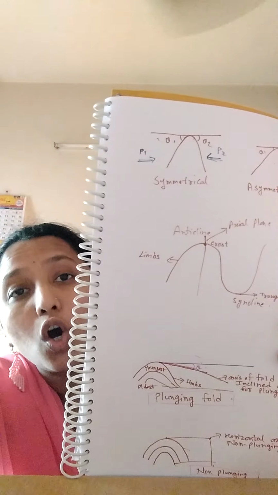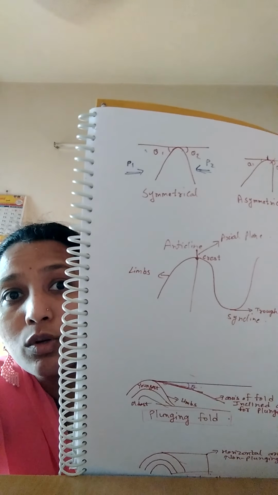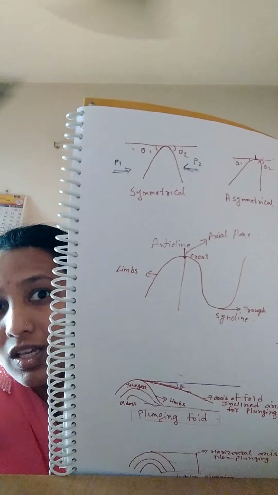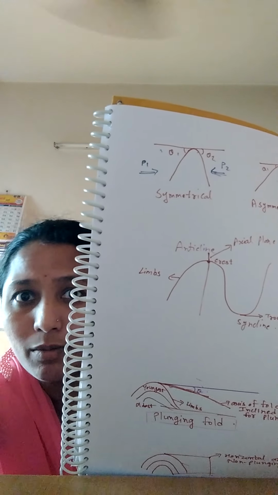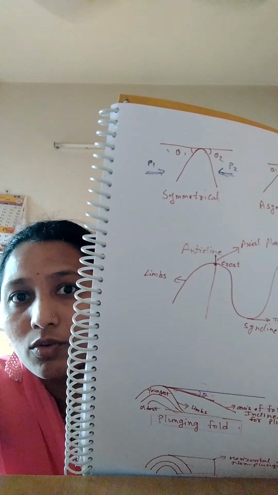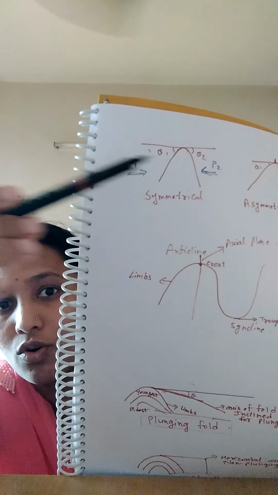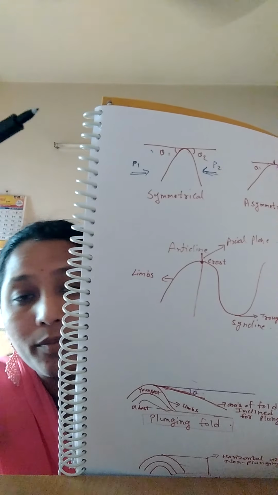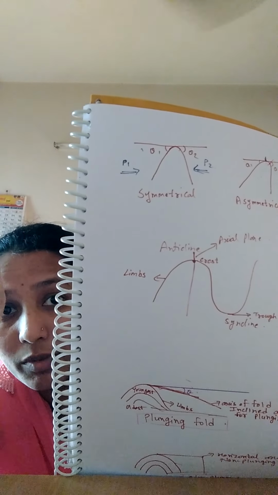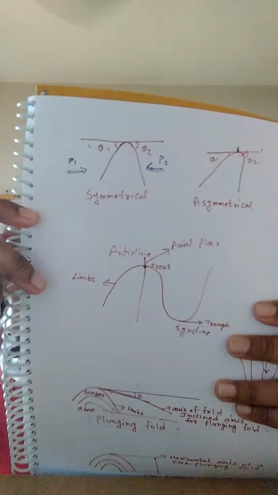They are equal on both sides. If it is 1000 psi on this side, it has to be 1000 psi on the other side. More or less, it can be plus or minus here and there, but what I am trying to tell you is that it just signifies that the pressure on both sides is equal. That is a symmetrical fold. Whereas in an asymmetrical fold, the pressure on either side of the limbs is not equal.